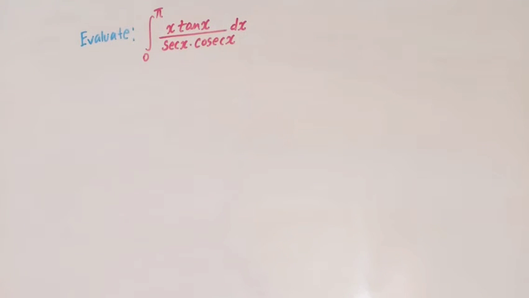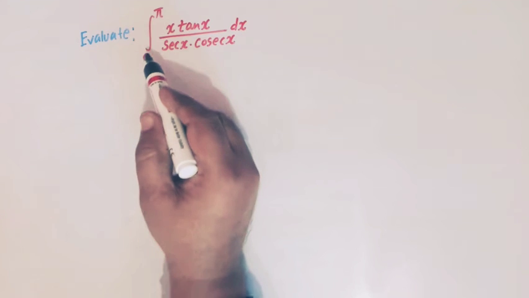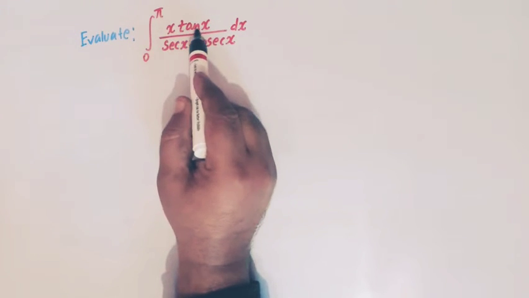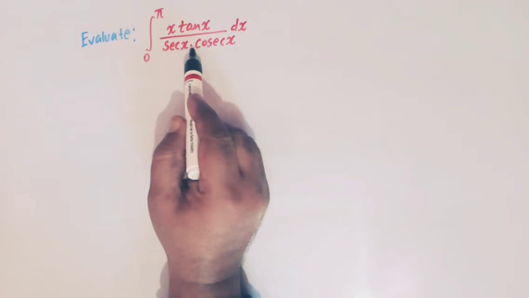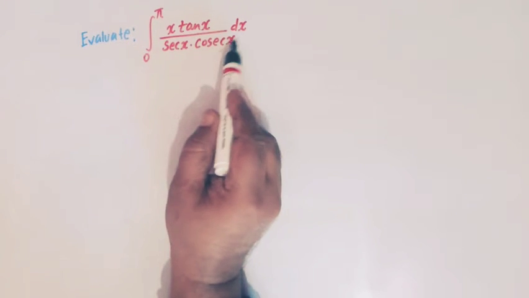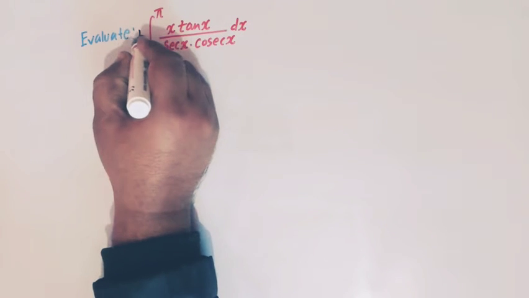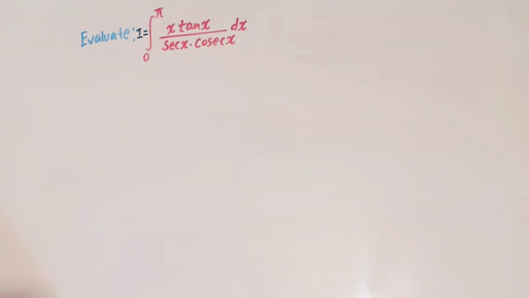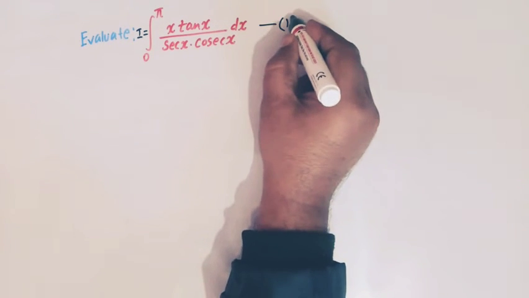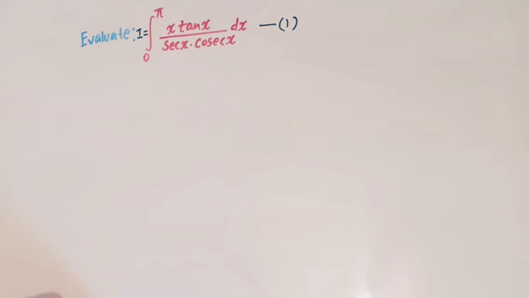Hello viewers, in today's class we are going to solve one important definite integral, and here we have to integrate this function x tan x divided by sec x multiplied by cosec x dx from 0 to pi, right? So let us start. Let us first call this integral as I, and let us take this integral as integral number 1, right?